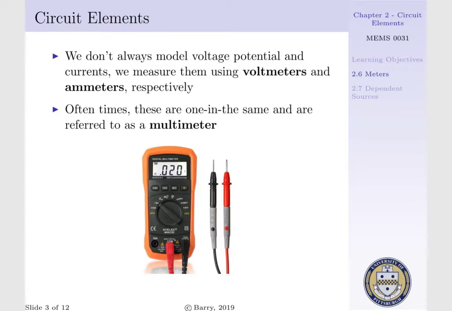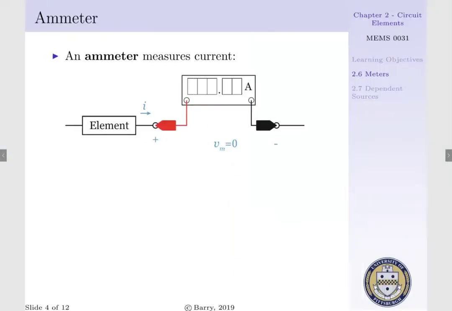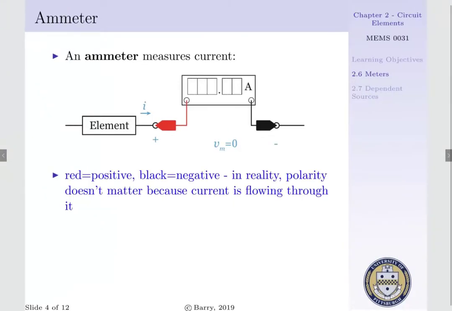Now, the first component of a multimeter is the ammeter. An ammeter measures current running through an element. An ammeter is shown schematically below. The red lead is the positive terminal of our ammeter. The black lead is the negative terminal of our ammeter. In actuality, it does not matter which end you have connected, for you will get the same magnitude of the current running through your element.